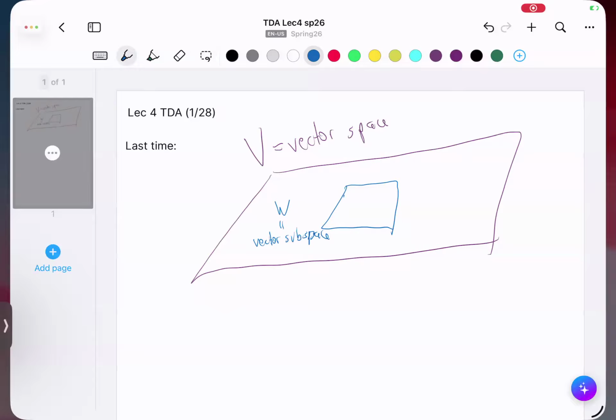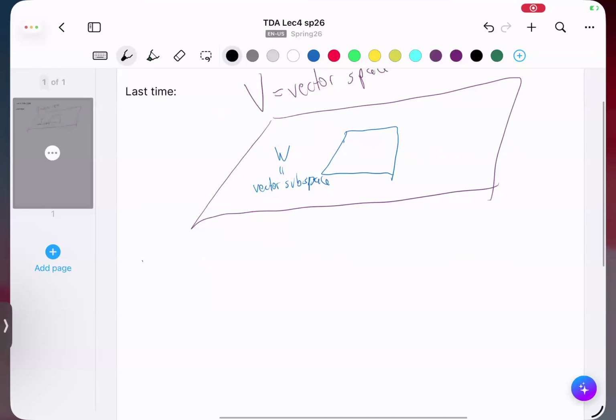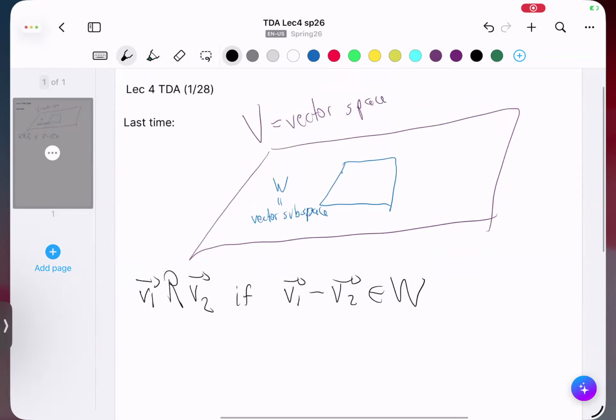And the idea is that you can define an equivalence relation by saying that two vectors are related if their difference belongs to the subspace. Okay, so what we have written is that V1 is related to V2 if V1 minus V2 is in the subspace. And it's very easy to convince yourself that that would be an equivalence relation. Okay, there was an example I gave you last time.